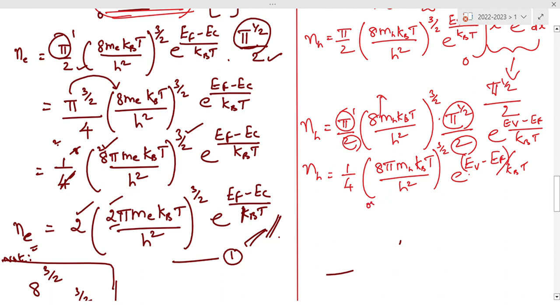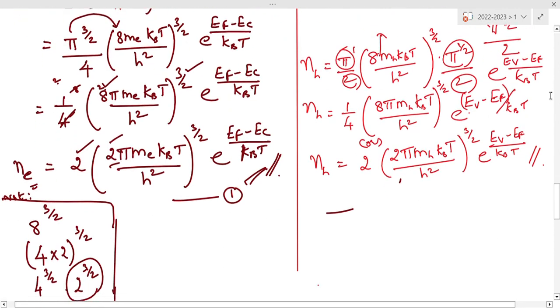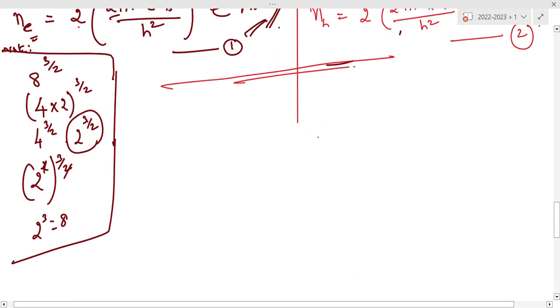Then as usual this can also be written as the number of holes in the valence band per unit volume of the intrinsic semiconductor as 2 into (2 pi mH kBT by h square) the whole power 3 by 2, e power (Ev minus Ef) by kBT. So the number of electrons in the conduction band is equation number 1, and the number of holes in the valence band is equation number 2. So these are nH and ne.